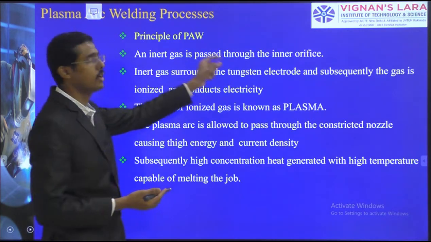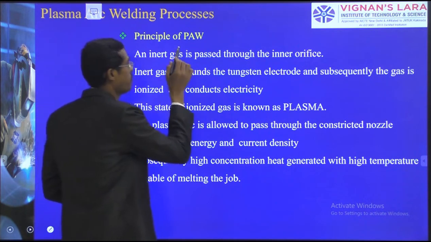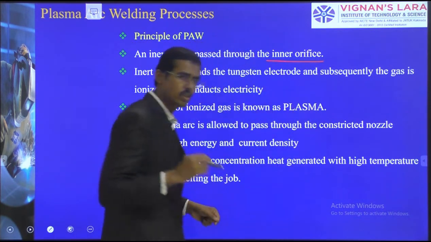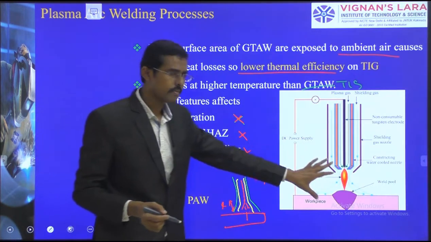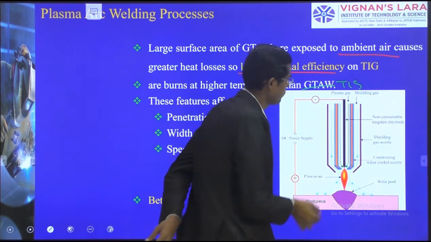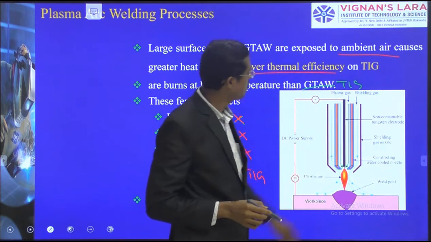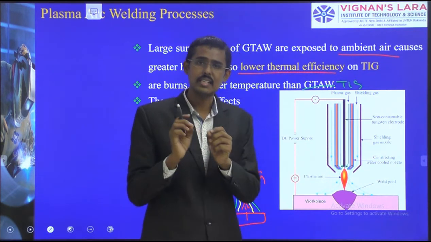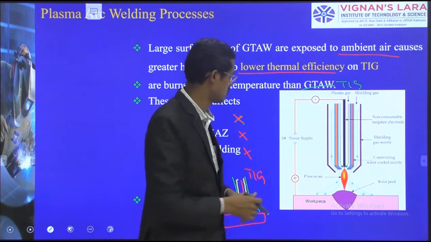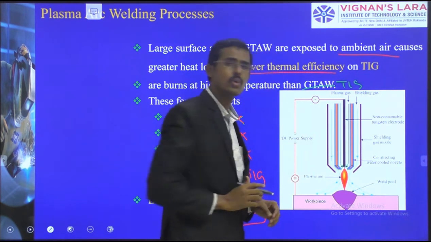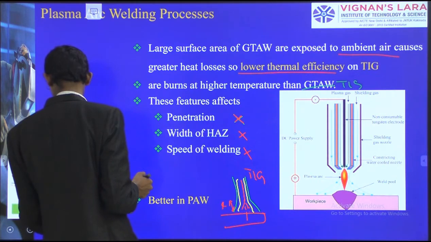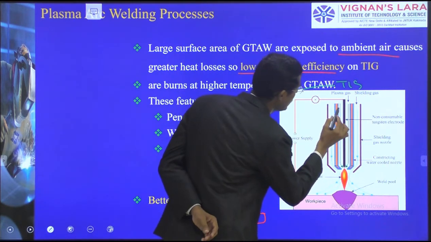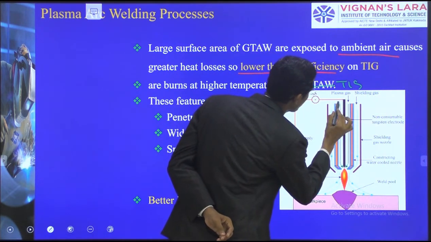You see, the principle of PAW: inert gas is passed through the inner orifice. There are two zones in this setup. At the center, the black color represents the tungsten electrode, as usual, like in the TIG process. And then there are two cases. You should see, there is this number one. I am drawing the lines here.